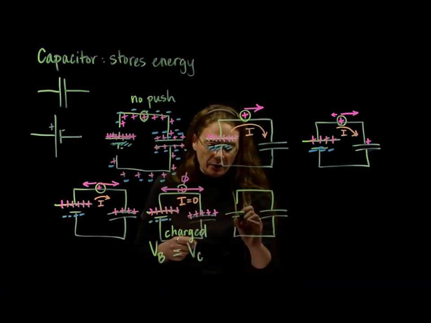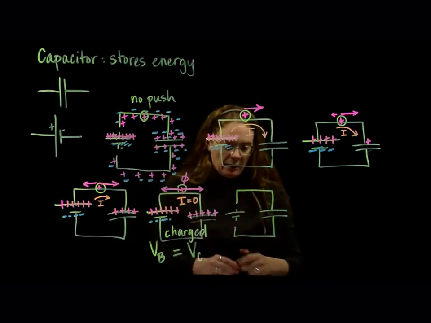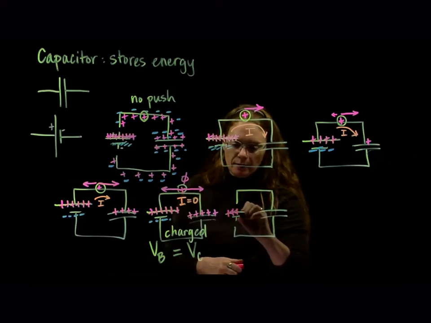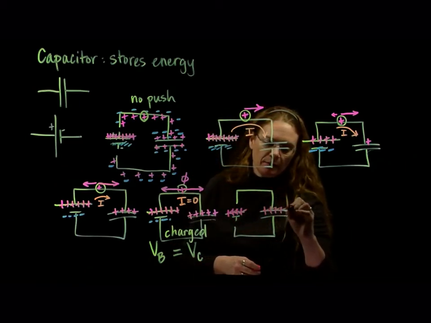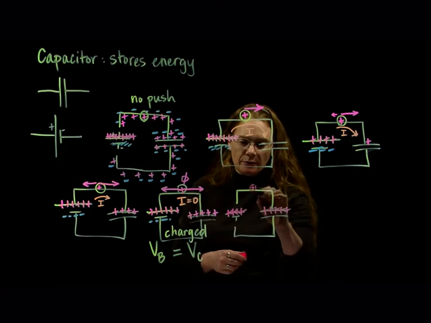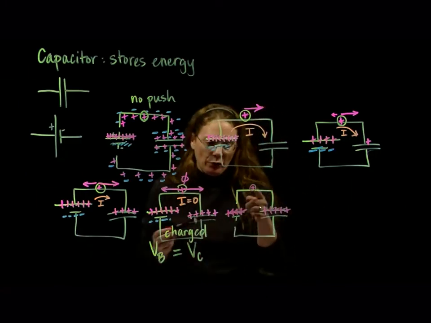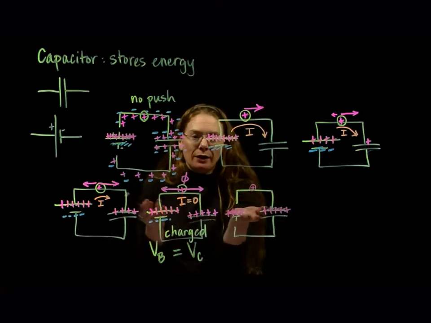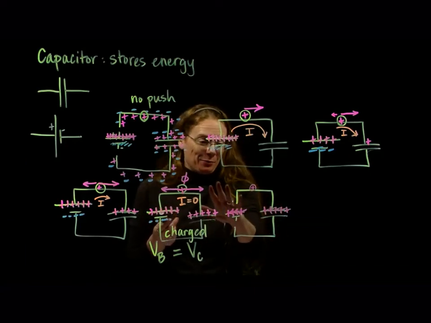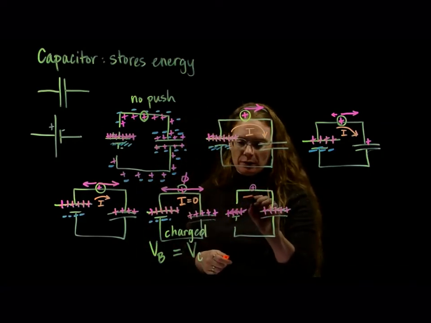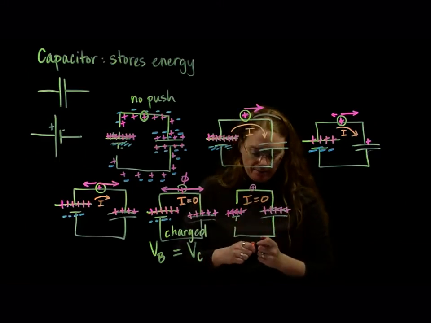So if I unhook the battery, I still have lots of positives, and a little positive here. It still doesn't feel any push, and it can't go anywhere because there's no path. So right here, there is no flow. There is no current flow because there's no path.